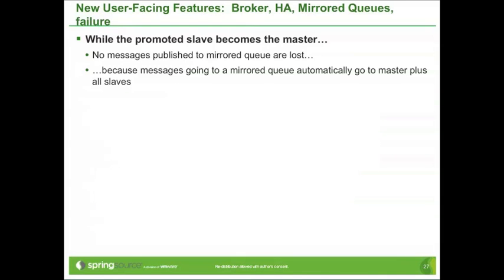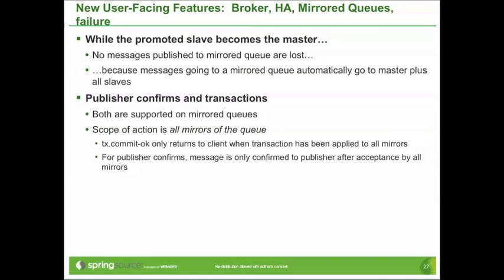So, looking into it in a little more detail, while the promoted slave becomes the master, no messages published to the mirrored queue are lost, because messages going to a mirrored queue automatically go to the master plus all the slaves, right? And that assumes that the message going into the mirrored queue set actually made it to all the slaves. So the next question is, how can you be sure a message actually got to all the places that it needed to in the mirror set?